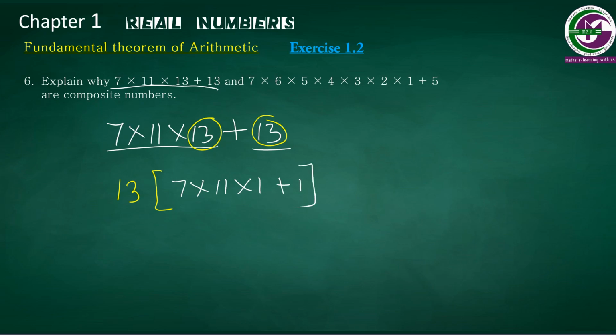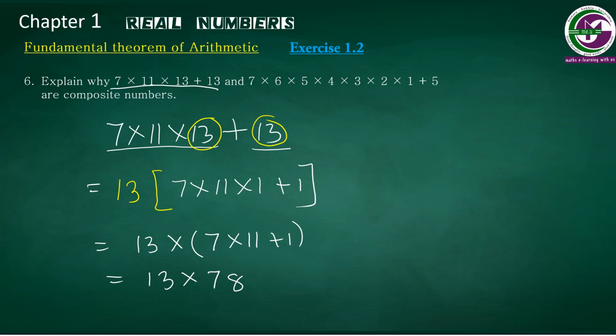Now we get this is equal to 13 times bracket 7 times 11 plus 1. So we know 7 times 11 is 77, and 77 plus 1 is 78. So it is 13 times 78. So 13 times 78 is a product of two numbers.